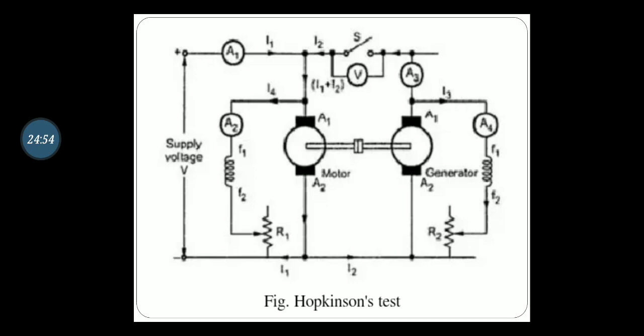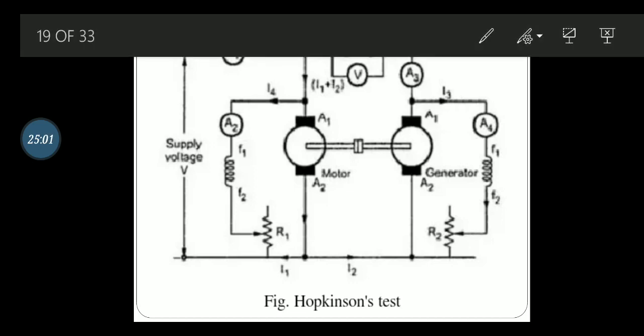If the switch S is opened, in that case this is machine 1, which acts as a motor, and this is machine 2, which acts as a generator. In this case these two machines are coupled to each other, so the generator will be the load on the motor.